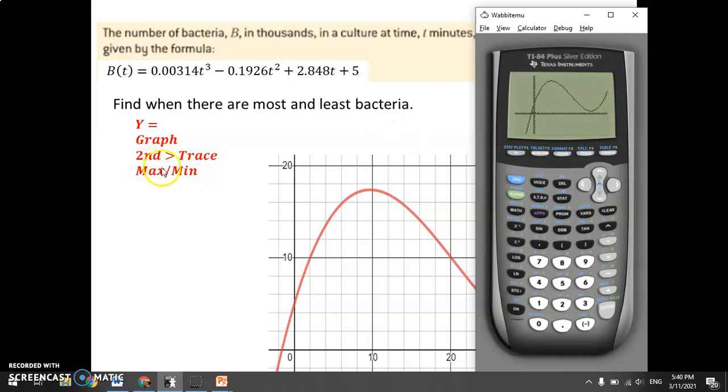So we're going to use second and trace, right? We want to find the maximum bacteria and the minimum. So second calc, which is trace there. And we have maximum, minimum here. So I'll start with maximum, number 4.